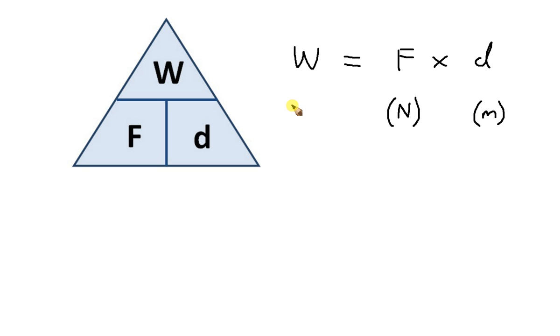Now the unit for work is actually joules, which, if you remember, is the unit for energy. So basically we're saying this is the energy that's needed to push a certain object with a certain size force a particular distance. So we might say, it takes 100 joules to push a block with 10 newtons for 10 meters.